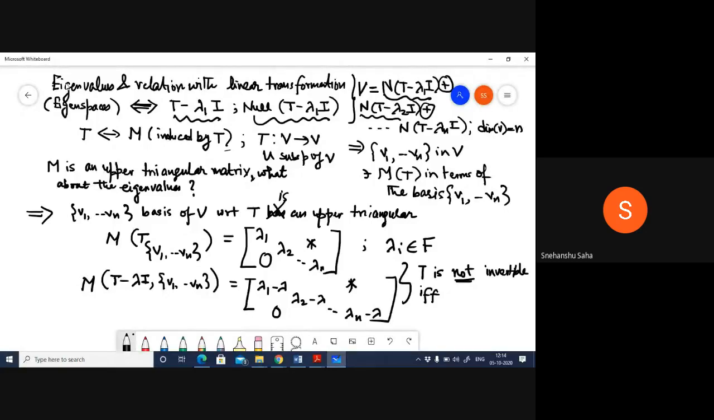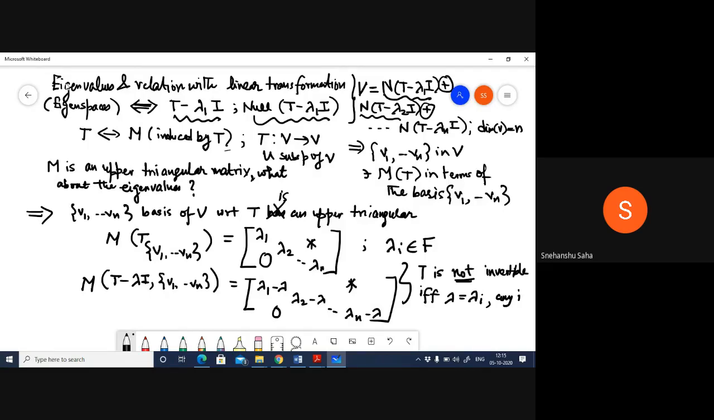So that means that the diagonal entries have to be 0. So T minus lambda is not invertible if and only if lambda equals one of the lambda i's, right? So if lambda equals any of the lambda i, any i. And therefore, these lambda 1, lambda 2, lambda n are the eigenvalues.